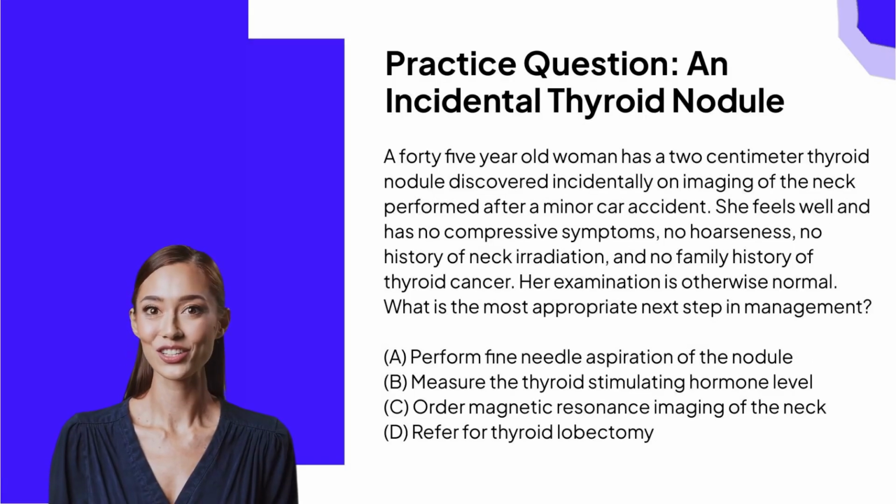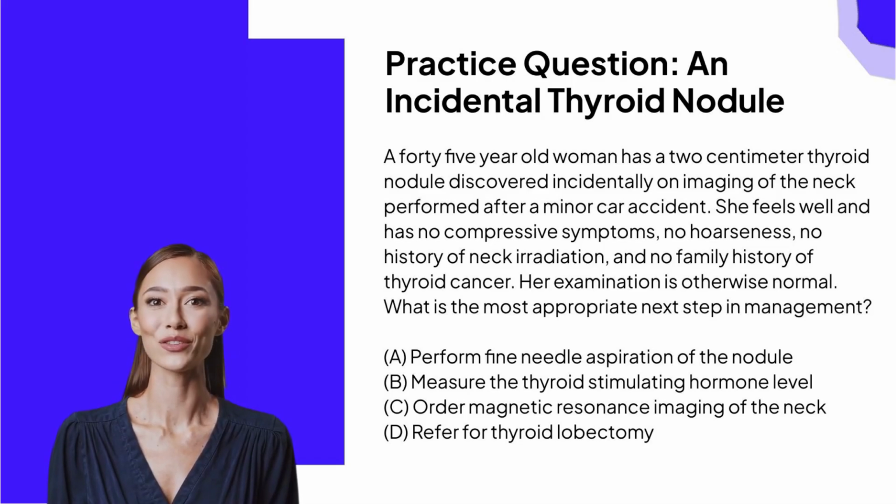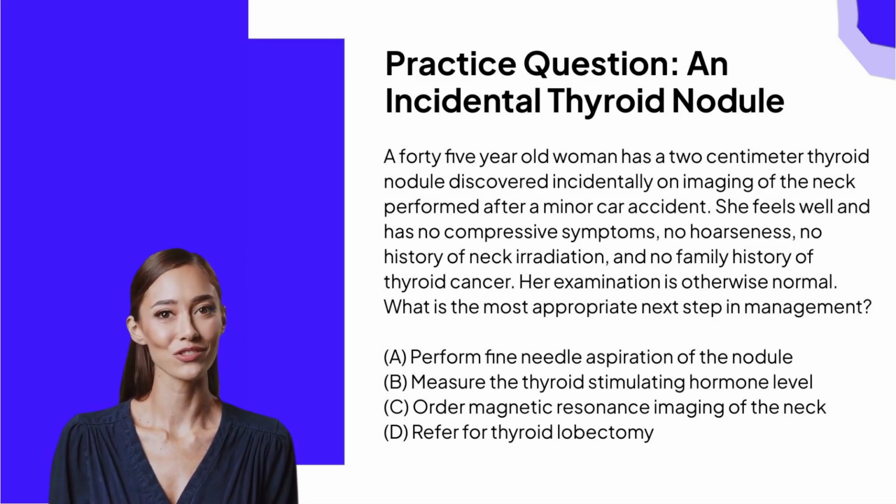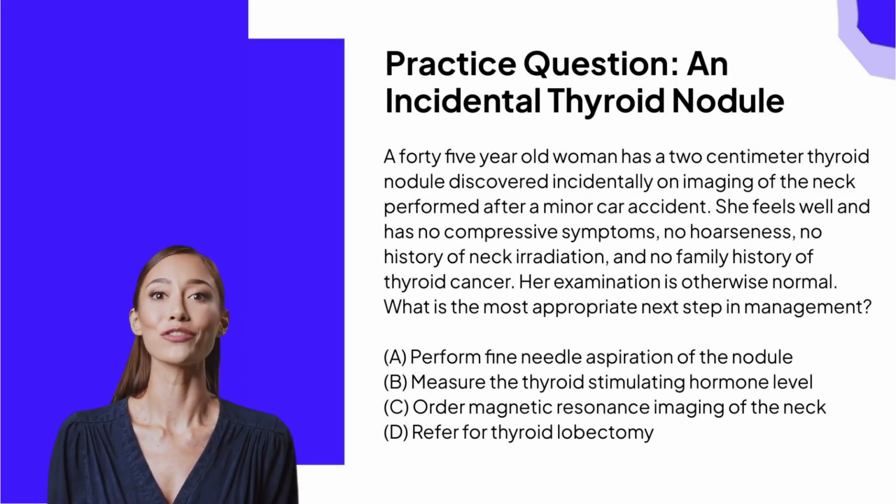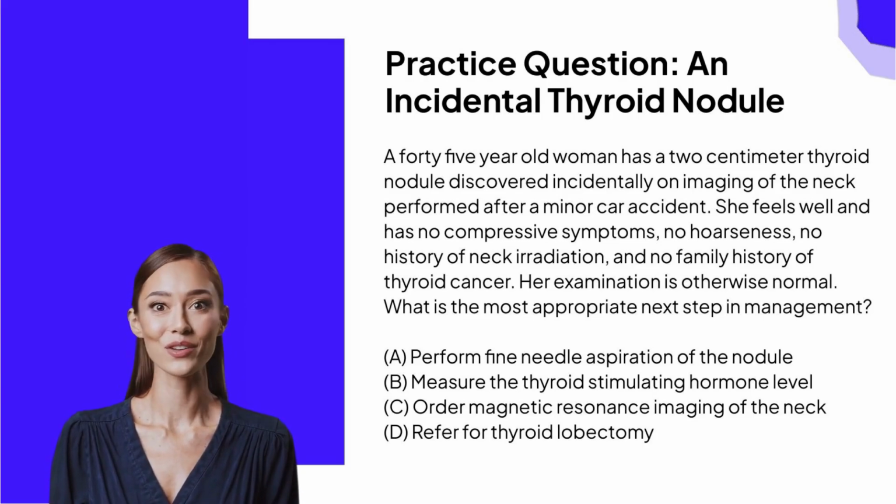Here's our third question, testing the algorithm we just built. A 45-year-old woman has a 2-centimeter thyroid nodule found incidentally on neck imaging after a minor car accident. She feels well, with no compressive symptoms, no hoarseness, no history of neck irradiation, and no family history of thyroid cancer. Her exam is otherwise normal. What's the most appropriate next step?